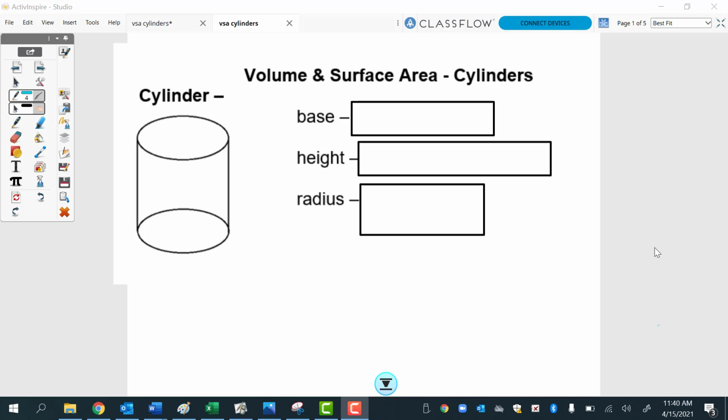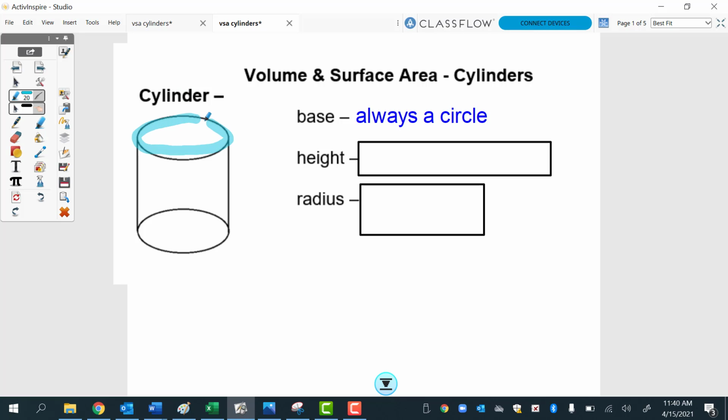Okay, so our next 3D shape is cylinders. So cylinders are just like prisms. They have two bases, but this time the bases are always a circle. So we're gonna highlight our bases, so two circles. Circle up here, circle down here. Those are my bases, and they're always circles in a cylinder.